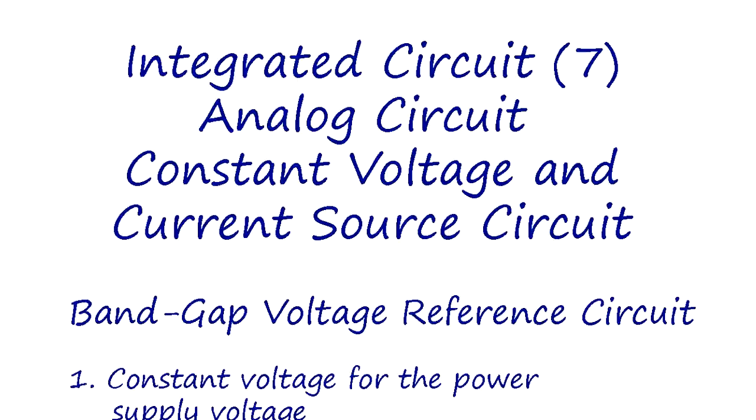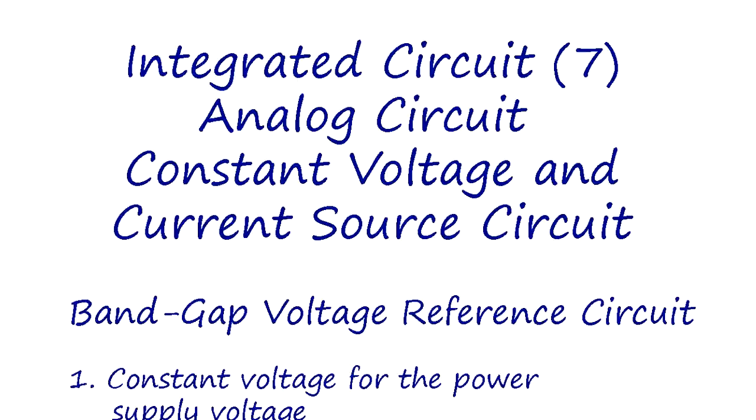Integrated circuit 7, analog circuit, constant voltage and current source circuit. Okay, so we learn here about the famous band gap voltage reference circuit. When you have the constant voltage reference, then it's easy to make a constant current circuit too.